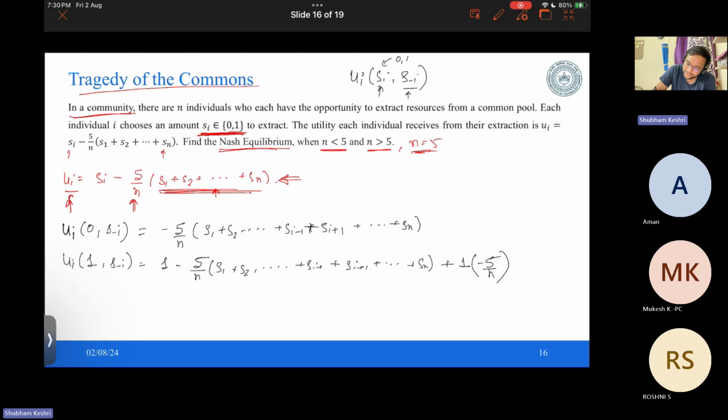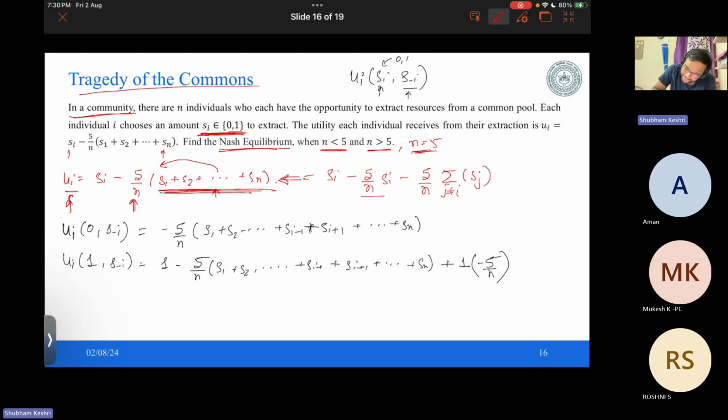What I'm doing is, I'll just write clearly. Over here I'm just segregating Si minus 5 by n Si minus 5 by n summation of j not equals to I Sj. So in this sum I'm taking out Si, and that Si is coming over here, minus 5 by n. So this will become n minus 5 by n Si minus 5 by n summation of j not equals to I Sj. Any doubt?